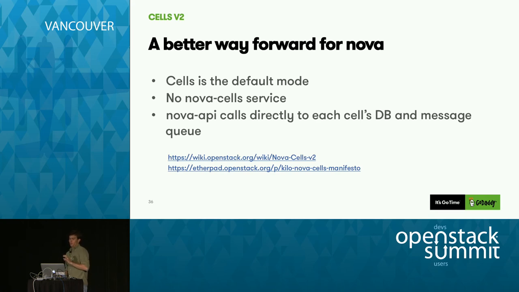Another difference is that in V1, we were calling into the individual rabbit queues for all the cells, but we still had separate databases. In V2, it's going to include knowledge about the databases for the compute cells as well. So instead of having this master API cell database and all this state up here as well as state in the database at the compute level, now Nova API is just going to call directly into the database and the rabbit queues for each of those individual cells. And we're back to a place where we have a more sane location for state, where it's in one place and not two different things.